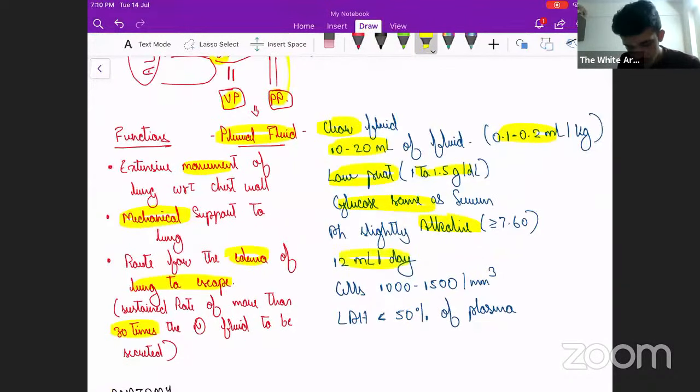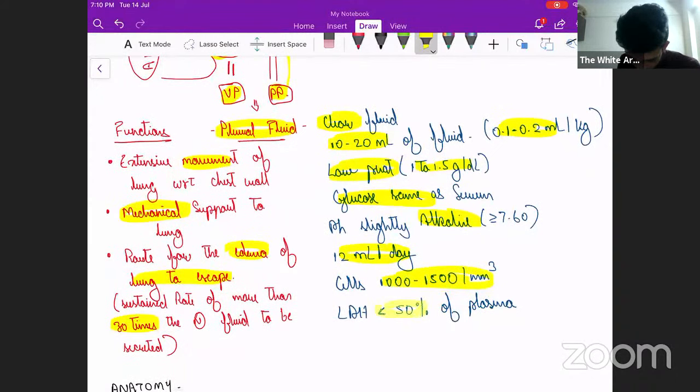So totally around 12 ml per day is secreted. Cells, there will be around 1000 to 1500 cells per millimeter cube, and LDH will be less than 50% of the plasma. These are the normal characteristics of the pleural fluid.